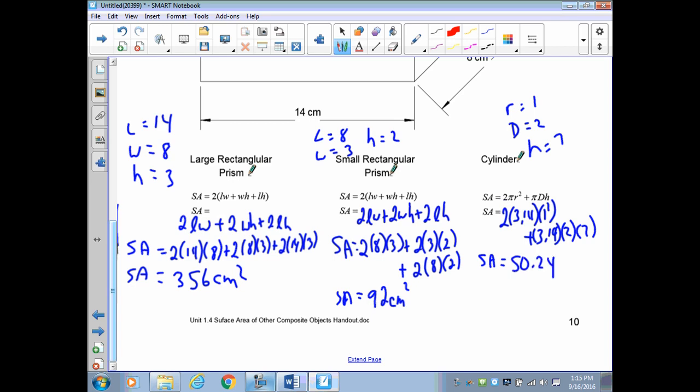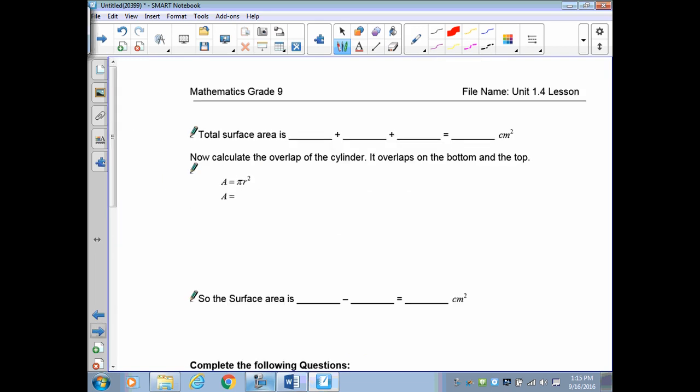Okay, so I've got all the pieces now. All I have to do now is take a look at finally adding all these together, and then take a look at our surface area of our overlap. Okay, so here's my numbers. I've got 356, and then I've got 92, and I have 50.24. And if my numbers are correct here, I get 498.24.